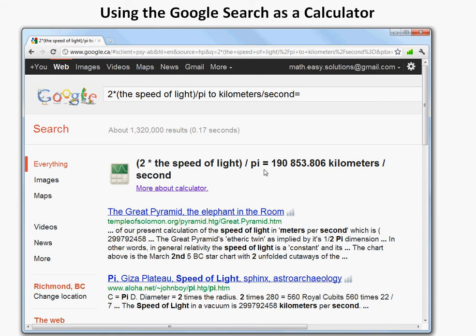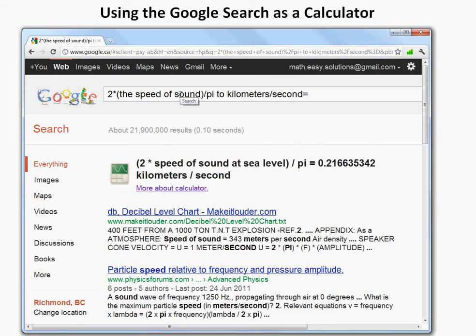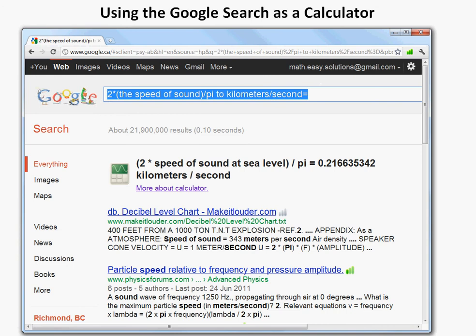So yeah, this is actually unbelievable. Let's say I didn't want light, I wanted the speed of sound. So there you go, it just converted that. I have actually completely stopped using any calculator.